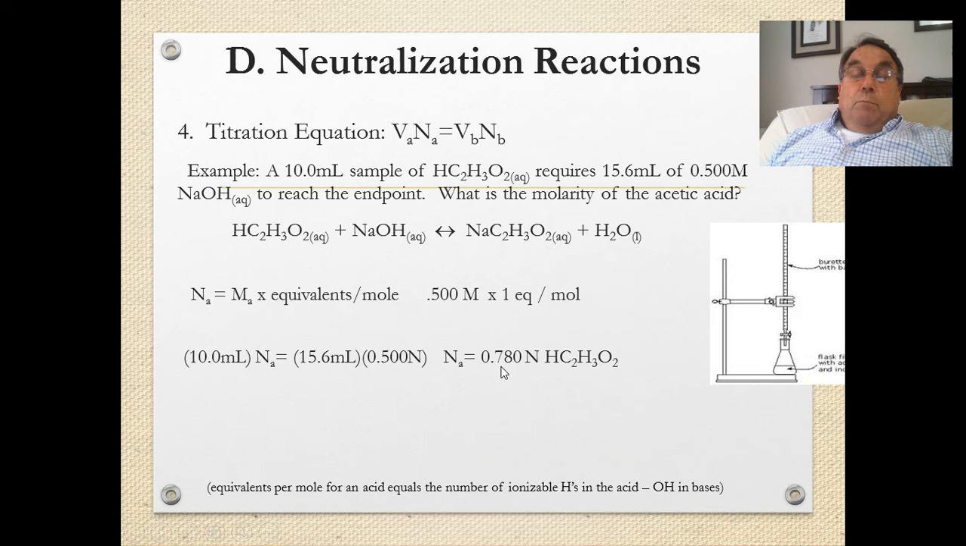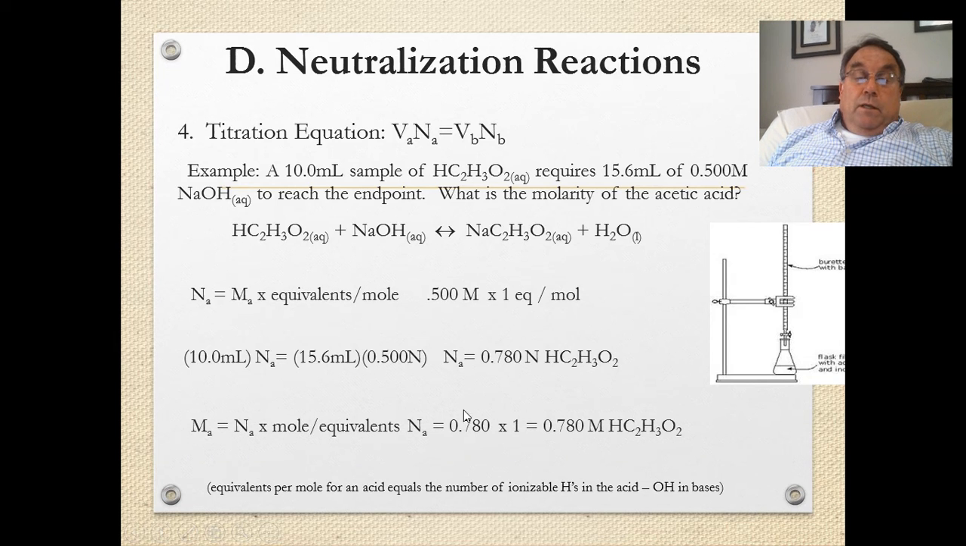Then to figure out the molarity, we look at the acid. There's 1 ionizable hydrogen. These 3 aren't ionizable. They're part of the polyatomic ion, so they're stuck bonded to the polyatomic ion. So that's the one that gets liberated as an acid. So we just divide by 1 to get the molarity.